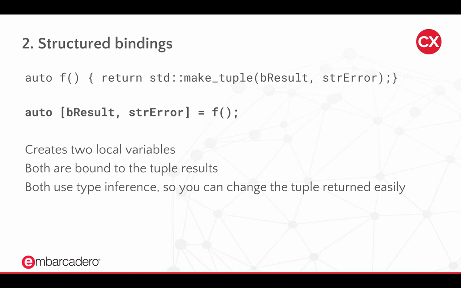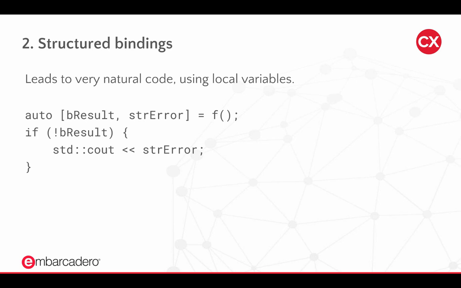And both use type inference, using the auto keyword here, which of course makes it much simpler. You should be using auto heavily in your C++ code. Here, one of the particular advantages is that you can change the tuple that's returned very easily. So that was a super quick overview of structured bindings. At least a very natural code, and you can use local variables. Here's a slightly larger snippet where you can see that you can use bResult and strError exactly as though they are normal, locally declared variables, because that's what they are.